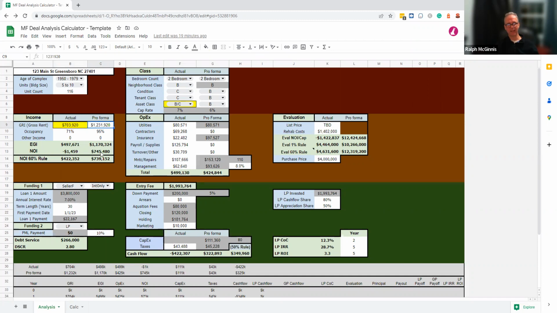So NOI divided by cap, the pro forma NOI is 745 divided by the pro forma cap, which is 6%. That gives us a pro forma evaluation of 12.4 million. So you can see a huge difference from the current 4.6 million up to the proposed pro forma of 12.4 million. So an investor that wants to do a project, they're not afraid to sink in 1.4 million into this property. They're looking at a huge return on their investment.